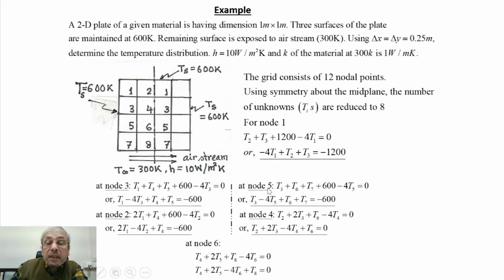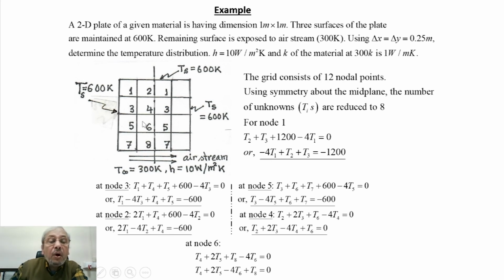Let us look at another node, node 5, which is T3 plus T6 plus T7 plus 600, minus 4 times T5 equal to 0. So we can write T3 minus 4 times T5 plus T6 plus T7 equals minus 600. This way, I am not repeating the same way of calculating at node 4 and node 6.